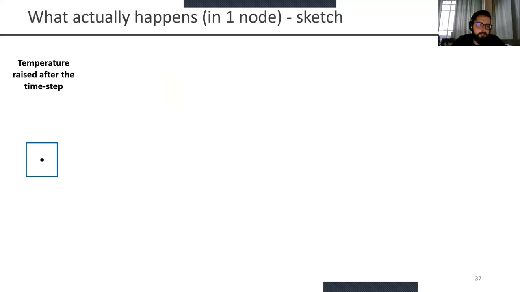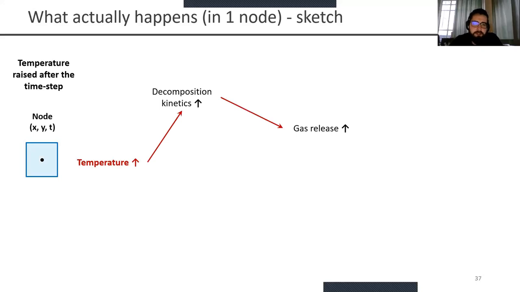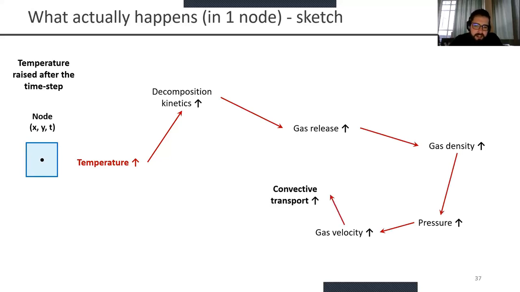If we put into consideration what happens in one node after the temperature increase. So during the time step of the solution, temperature increased, let's say by 5 degrees. That leads us to the increase in the kinetic decomposition. So that increases the gas release. That increases the gas density. That increases the pressure. The pressure increases the gas velocity, and that increases the convective transport. As well, the temperature increase decreases the gas velocity, which also has influence on the gas viscosity, which also has influence on the gas velocity, which also has influence on the convective transport.